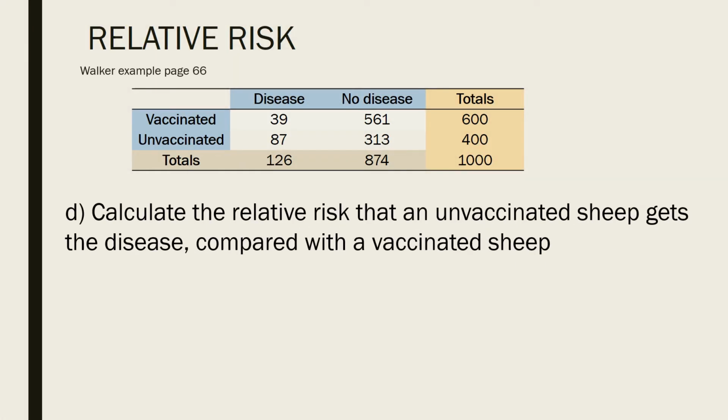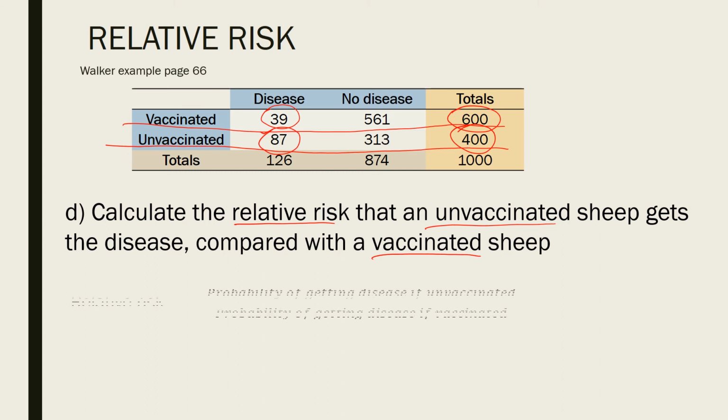So this is the actual finding, the relative risk now. We're going to compare vaccinated with unvaccinated sheep, comparing this row here with this row here. So we want the relative risk that it gets the disease. We've worked out these probabilities before in the previous two parts. The unvaccinated was 87 out of 400 and vaccinated was 39 out of 600. In fact, you can see that a lot more of those that were unvaccinated got the disease.